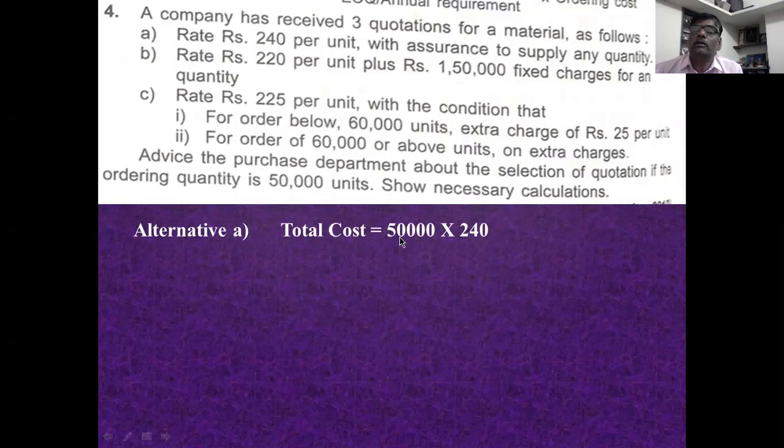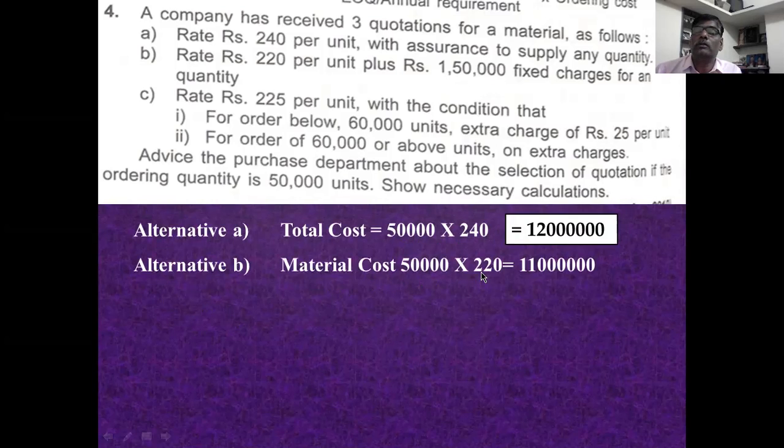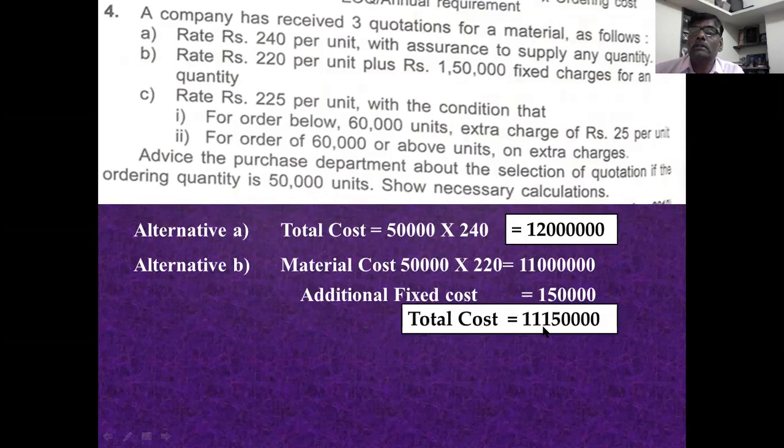Alternative number 1. Total cost: 50,000 is your requirement, 240 is the rate per unit, and total cost is 1 crore 20 lakh. 1 crore 20 lakh is the total cost if you select the first. Then if you take the second alternative, material cost is 50,000 into 220, it is 1 crore 10 lakh. Then additionally you have to give fixed charges. Additional fixed cost is 1,50,000. Then total cost of the second alternative is 1 crore 11 lakh 50,000.